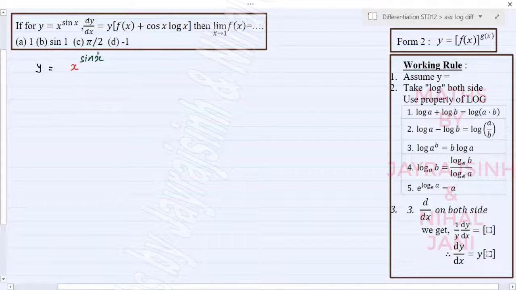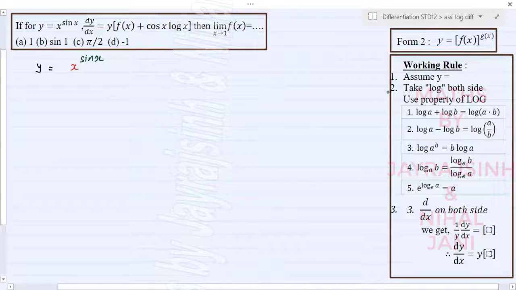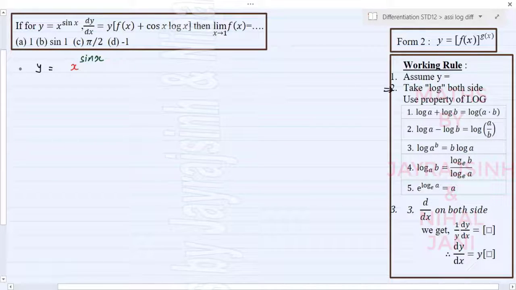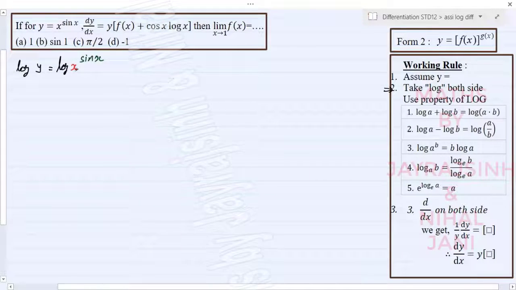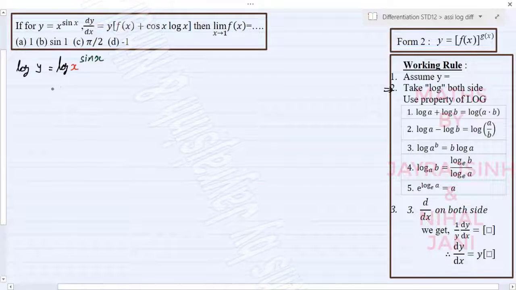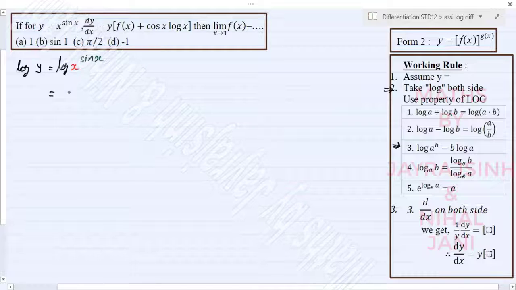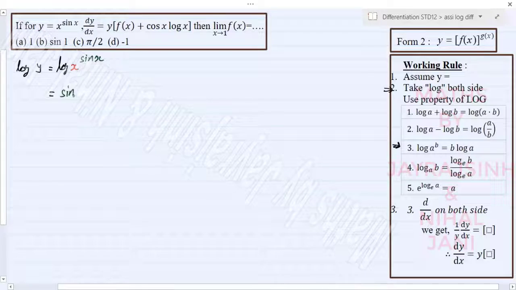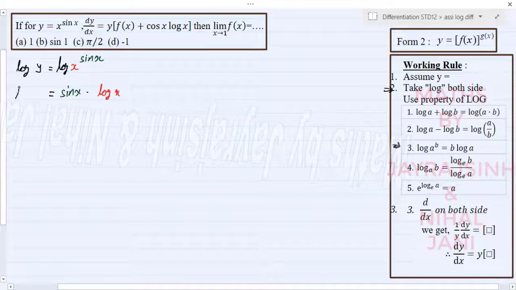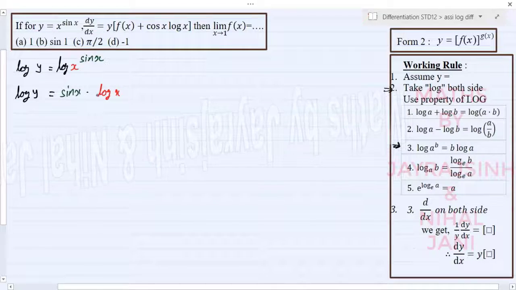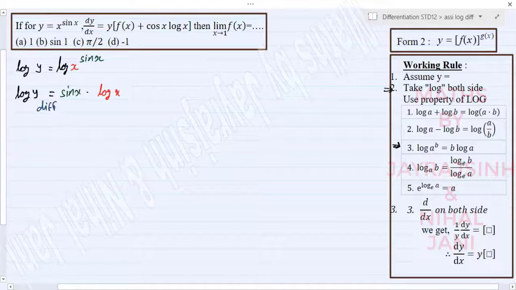Now here we have the second form of logarithmic differentiation. So let's take log on both sides. Here we'll get log y is equal to log of x raised to sin x. Using the third property, we can simplify this as sin x into log x. So we get the simplest form of log y, and we are ready to differentiate our equation with respect to x.